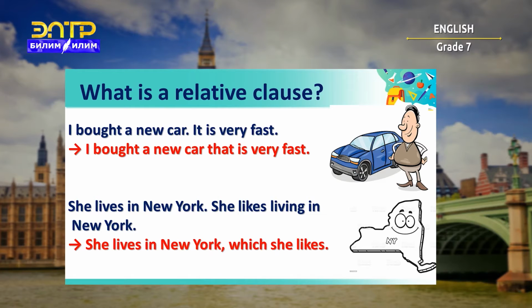For example, I bought a new car that is very fast. Or, she lives in New York. She likes living in New York. And, she lives in New York, which she likes.